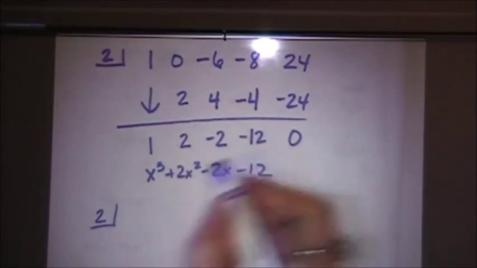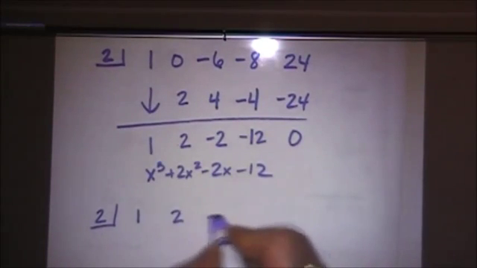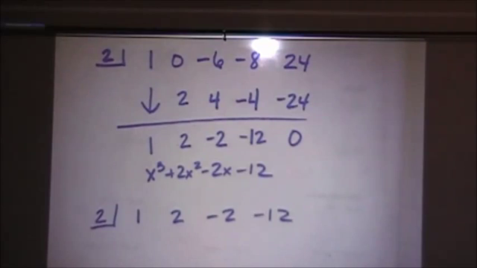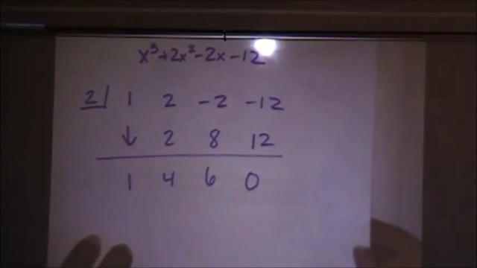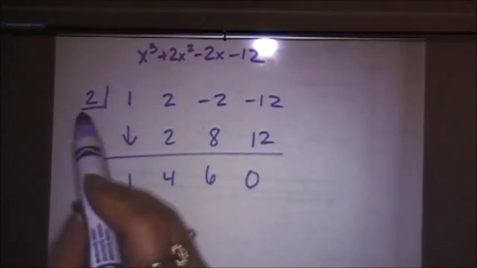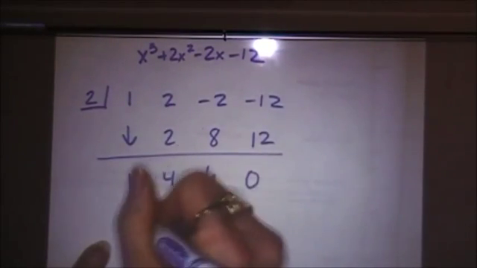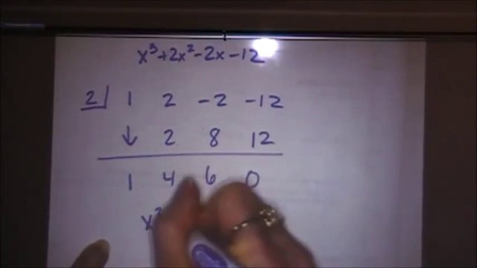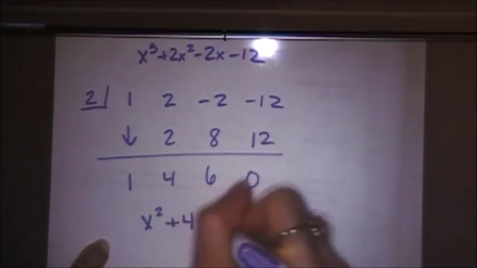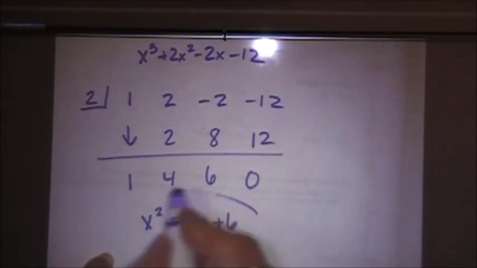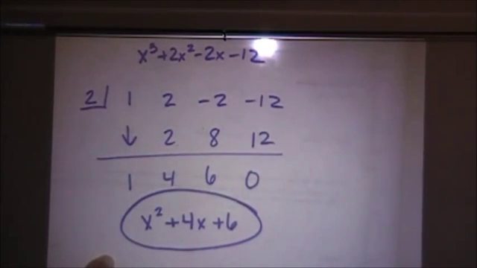So I'm going to set up my new coefficients, 1, 2, -2, and -12. And I'm going to synthetically divide again. And again, it's a 0, as it should be, because I knew it was a double root. So this now gets me to a quadratic, x squared plus 4x plus 6. So this is my new polynomial.